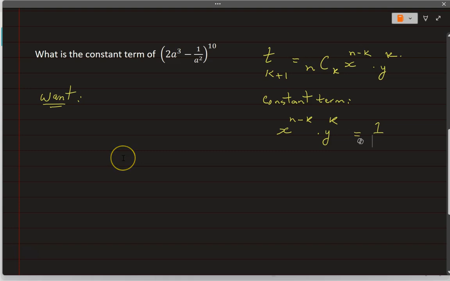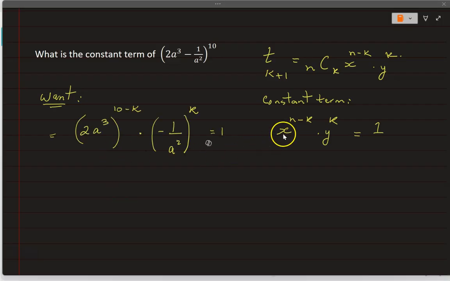So what do we need to do? We need to go back and replace x and y. We're going to use this little form right here, which is equal to 1. We're going to use the first and second term here in the binomial expansion, plug it in there, and then do the math. Okay, let's go ahead and do that.